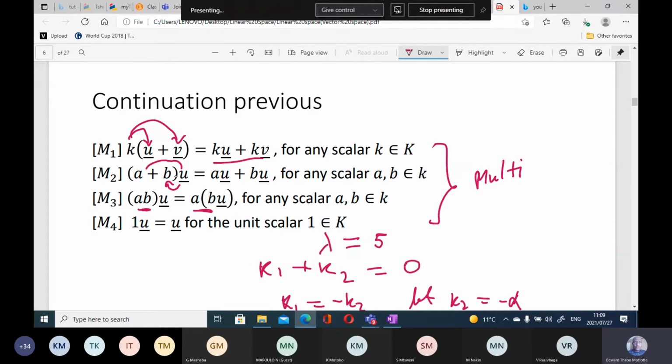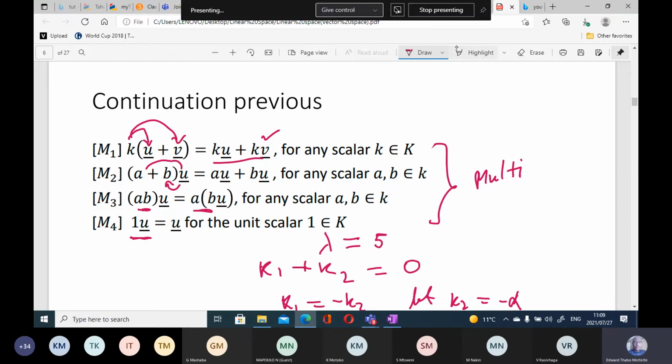Now the next ones are for multiplication. We have added U plus V. If you multiply it by K, you end up with this. And then here is scalar multiplication. A is a scalar, B is a scalar. A plus B multiplied by U, you end up with that answer. On number 3, if you move the bracket, this is not going to affect your answer. You end up with the same answer. Multiplying a vector by 1, you end up with that vector. Therefore, a unit scalar 1 is an element of K.